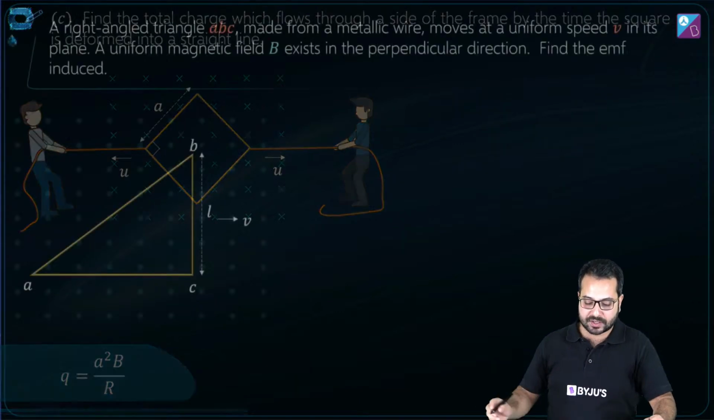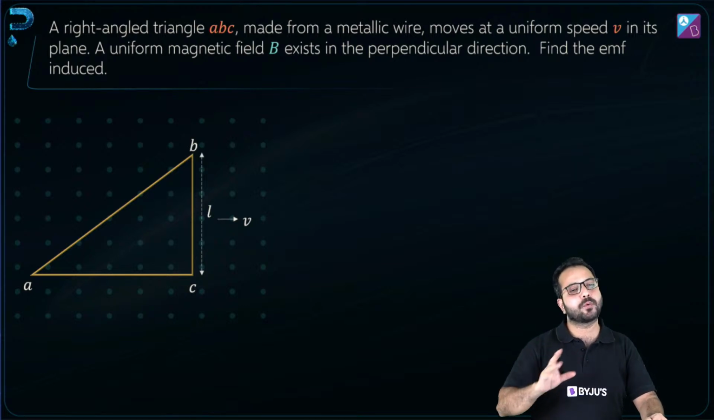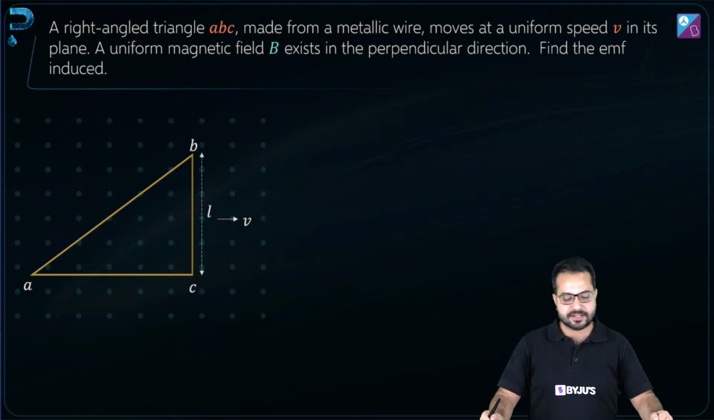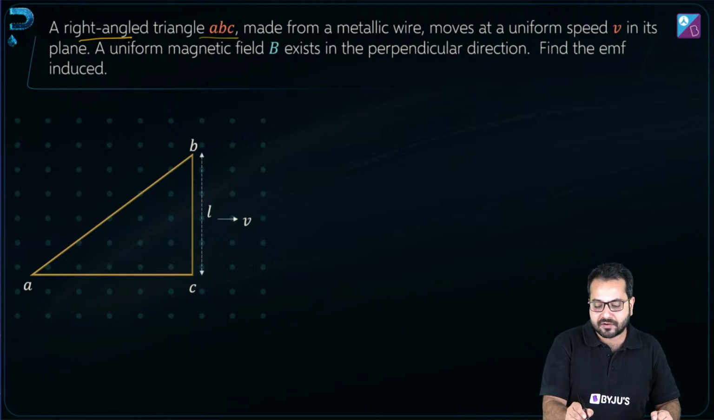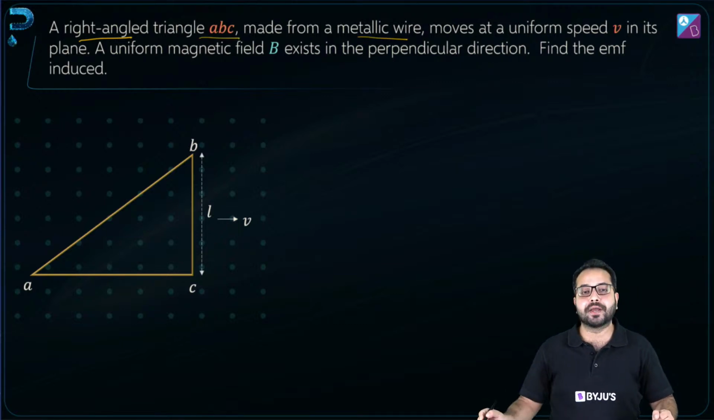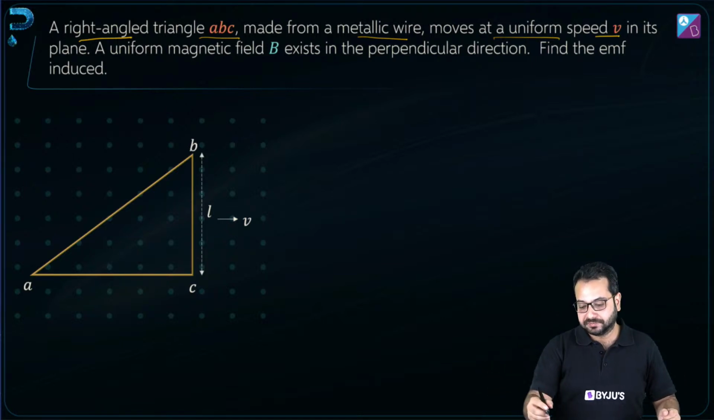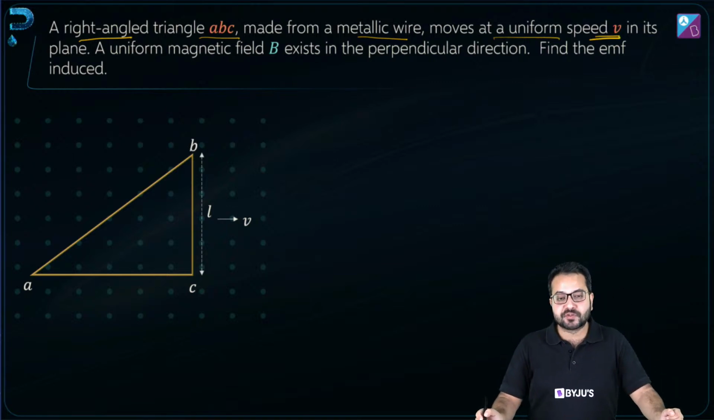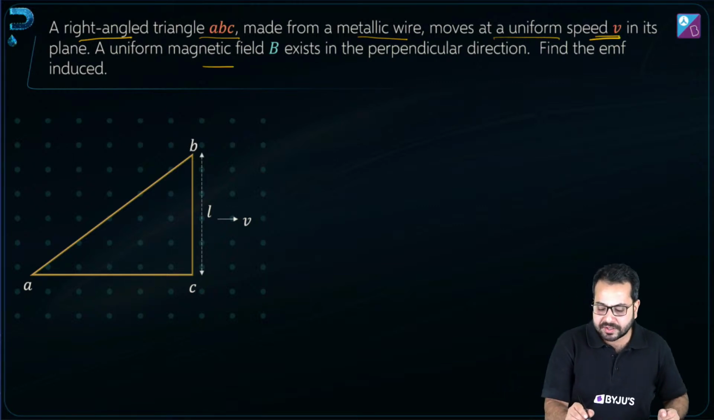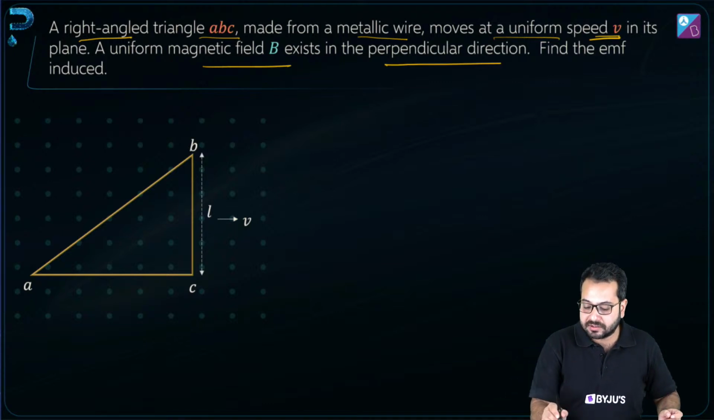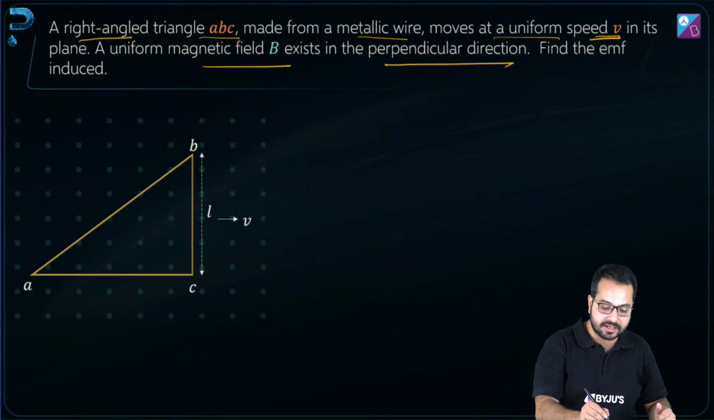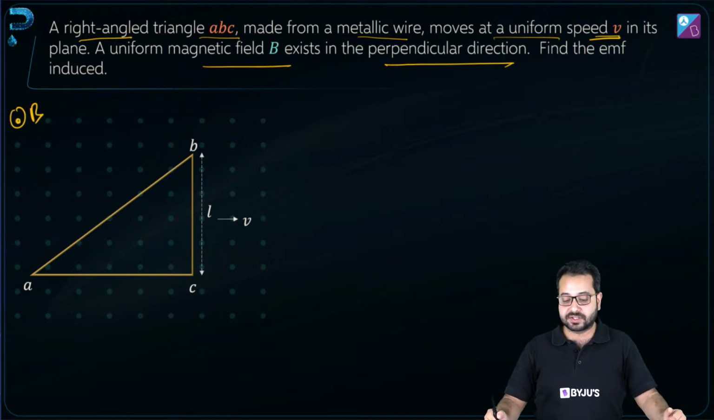Alright, let's go for the next question. Meanwhile, if you have any confusion anywhere, don't hesitate to ask me. Now we have a right angle triangle ABC made from a metallic wire and it moves at a speed of V. This entire wire is moving with a uniform speed V in its plane. There is a uniform magnetic field B in the perpendicular direction. As you can see, the magnetic field is coming out of the plane of the screen. Find the EMF induced.